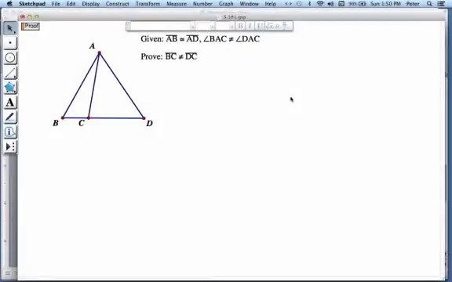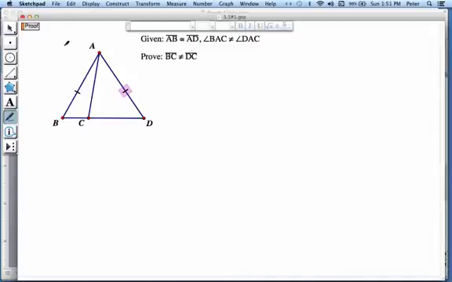Okay, let's look at number 1 in section 5.1 as an example. Here we're given that AB is congruent to AD. And we're told that angle BAC is not congruent to angle DAC. Now that's the first time all year we've been told something is not congruent in the givens. But the real telltale that we should be using a proof by contradiction is that they want us to prove that segment BC is not congruent to DC.